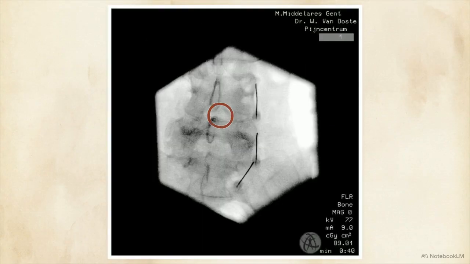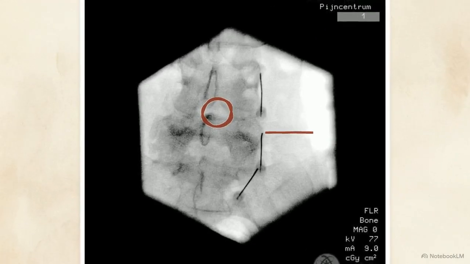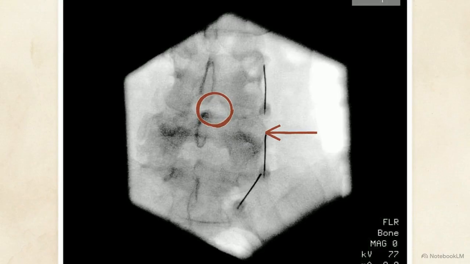As seen in this oblique scan, clinicians confirm this precise placement using fluoroscopy. The needles are targeted directly at the junction of the superior articular process and the transverse process, an anatomical landmark commonly referred to as the eye of the Scotty dog.